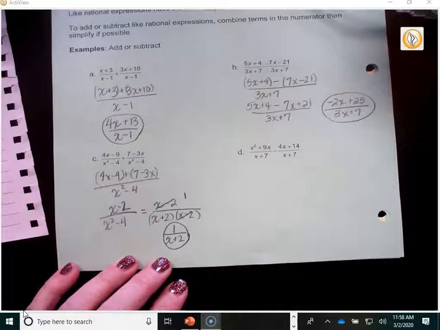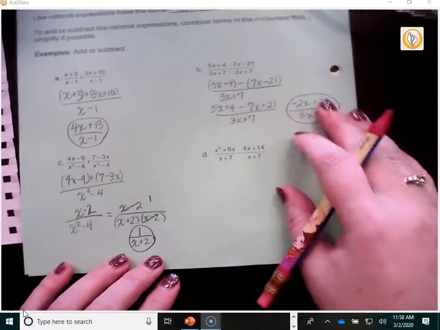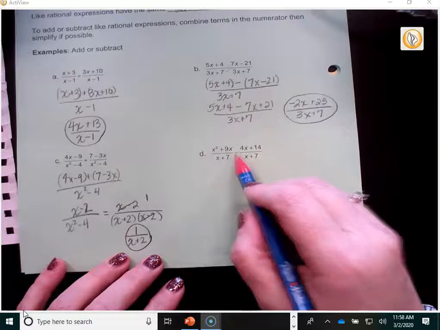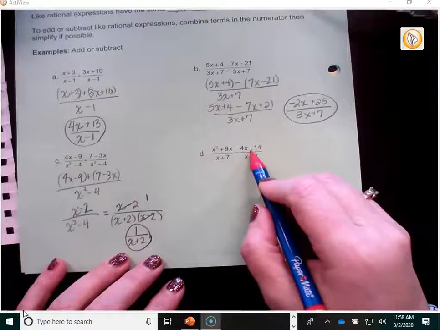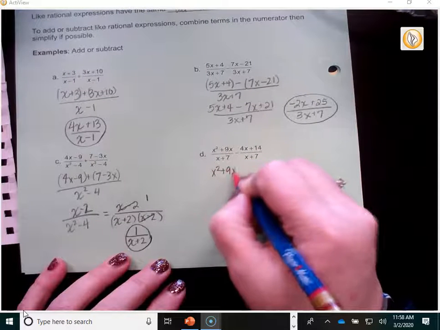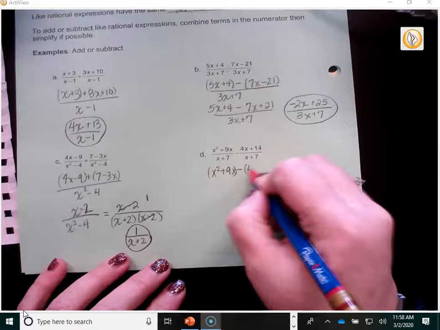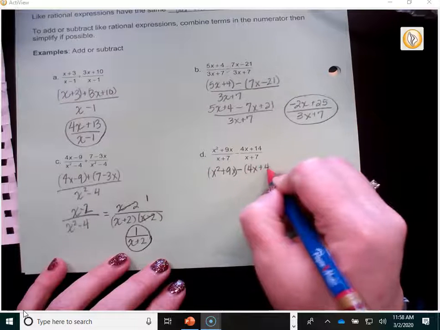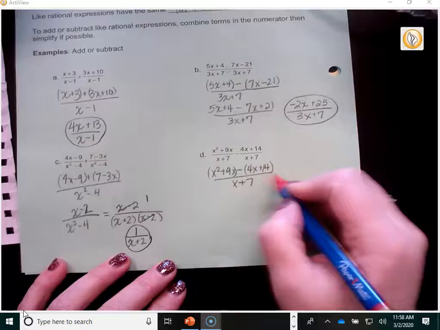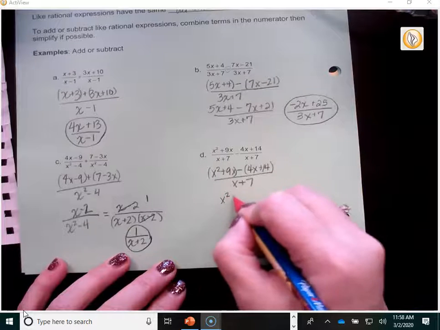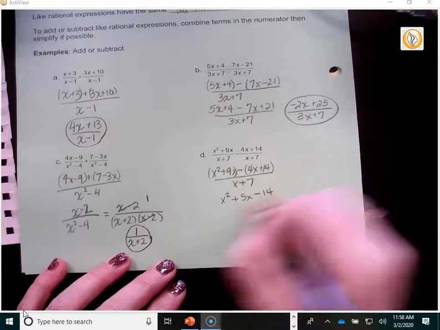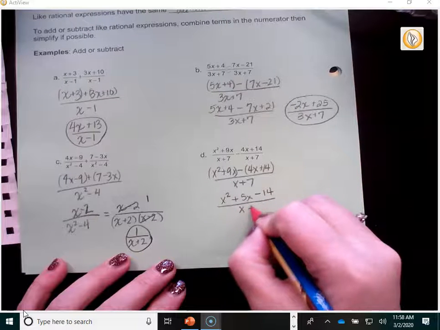Okay? And for letter D, we've got x squared plus 9x minus the quantity 4x plus 14, and that's over our common denominator of x plus 7. When we combine like terms, we get x squared plus 5x minus 14 divided by x plus 7.